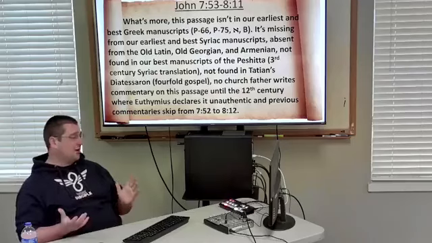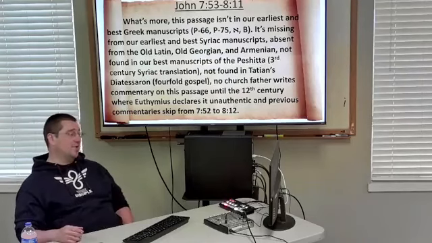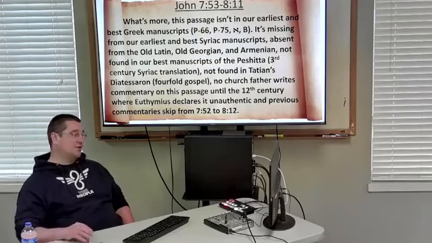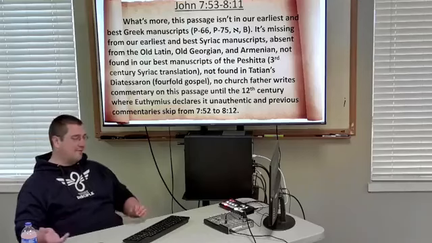No early church father writes commentary about this passage until the 12th century, and his name is Euthymius, who declares it unauthentic. And previous commentaries skip from 752 to 812 because they don't have it.